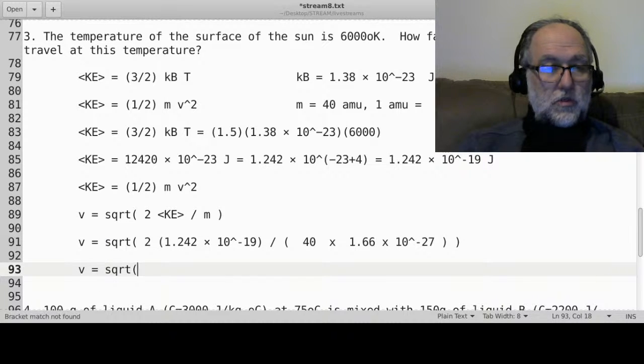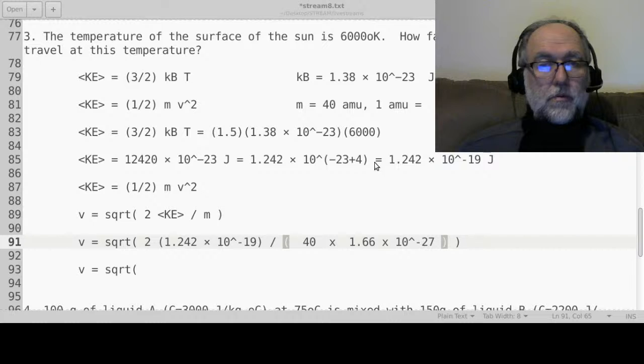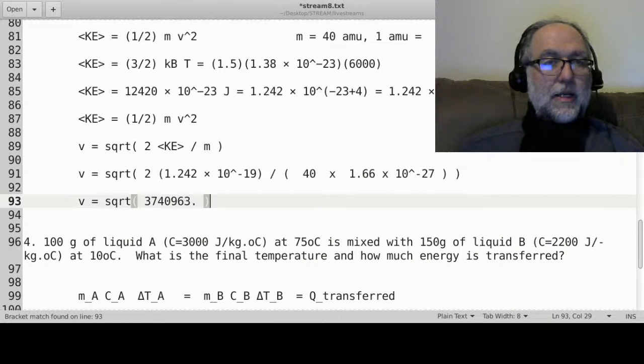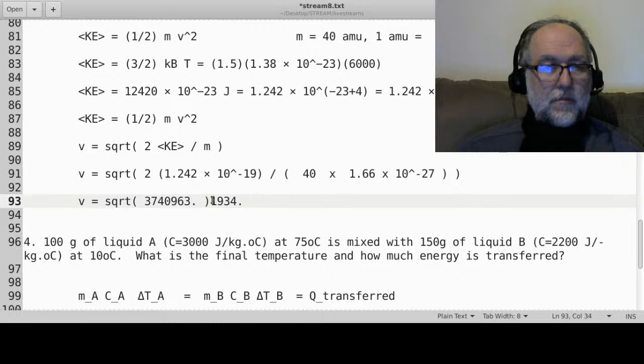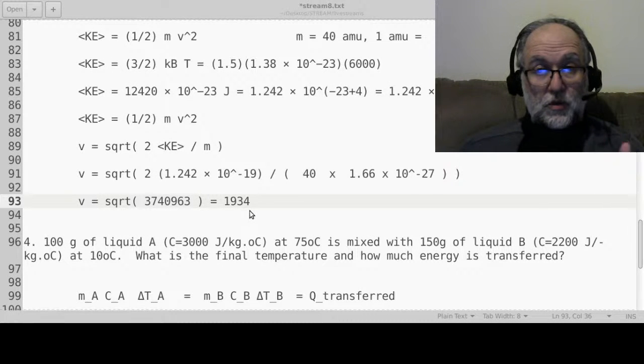We'll do it in 2 steps. First, let's do this piece. And I get this huge number here. And now I'm going to take the square root of that whole number, and I get this number here. Get rid of those decimals. There we go. So V is equal to 1,934 units.